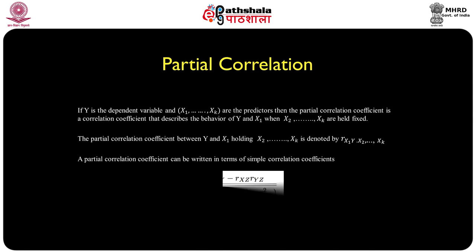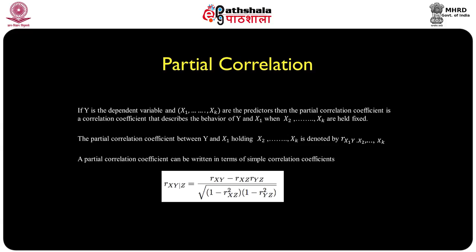And next we have partial correlation. If y is the dependent variable and x1, x2, ..., xk are the predictors, then the partial correlation coefficient is a correlation coefficient that describes the behavior of y and x1 when x2, x3, ..., xk are held fixed. The partial correlation coefficient between y and x1 holding x2, x3, ..., xk fixed is denoted by lowercase r y x1 dot x2, x3, ..., xk. Suppose we have three variables in our dataset where y is our response and x and z are the two predictor variables. Then the partial correlation coefficient can also be written in terms of simple correlation coefficients given by the formula r xy given z equals r xy minus r xz times r yz, divided by the square root of 1 minus r square xz times 1 minus r square yz.